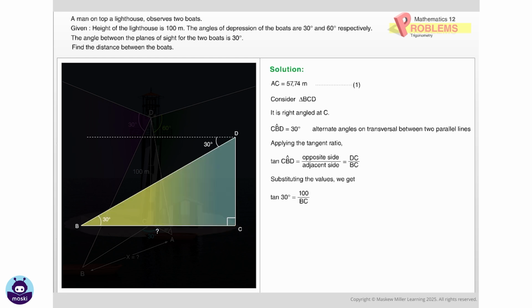Substituting the values, we get. Substituting tan 30 degrees equals 1 over √3, we get. Rearranging the terms, we get. Therefore, BC equals 173.21 meters.